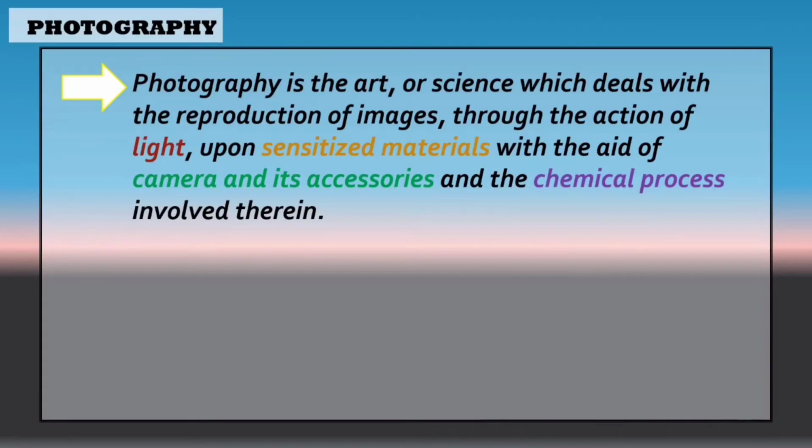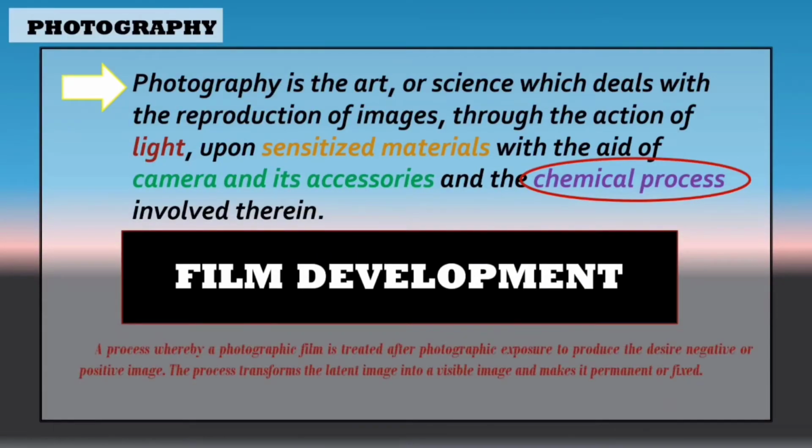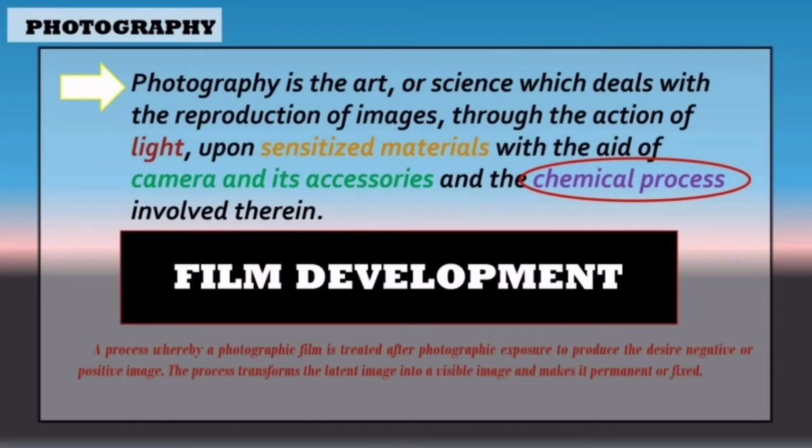Next is chemical process, and we call this process as film development. This is a process whereby a photographic film is treated after photographic exposure to produce the desired negative or positive image. The process transforms the latent image into a visible image and makes it permanent or fixed.